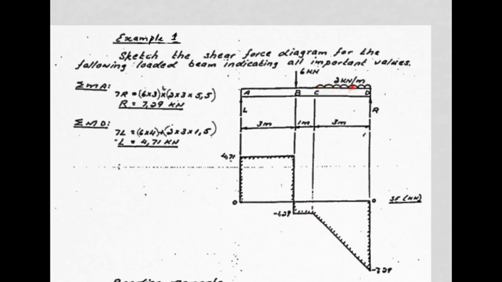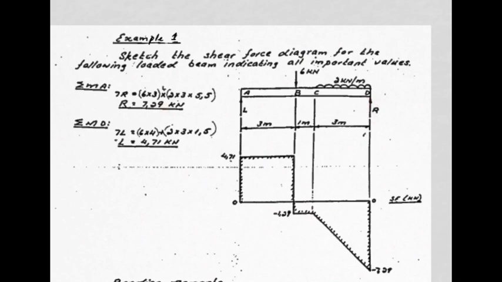This is the span of the UDL. The mid-span is a point halfway along its length. In other words, 1.5 meters from C. Half of 3 is 1.5 meters. So from A, we have 1.5 meters plus 1 meter plus 3 meters. Gives you 5.5 meters. And that is where this moment arm comes from. So it follows that R is 7.29 kilonewtons.